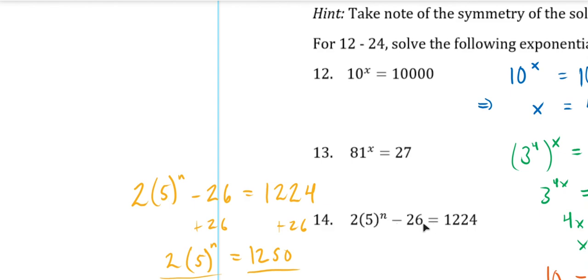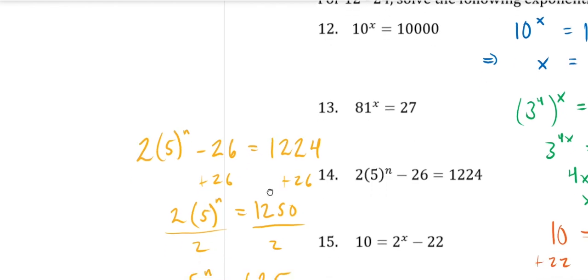Now, both of these started with the exponential term alone. This one has a mix of multiplication and subtraction and an exponential term. We want to begin by isolating the exponential term. That is to say, getting rid of everything else with inverse operations. I get rid of my minus 26 by adding 26 to both sides.